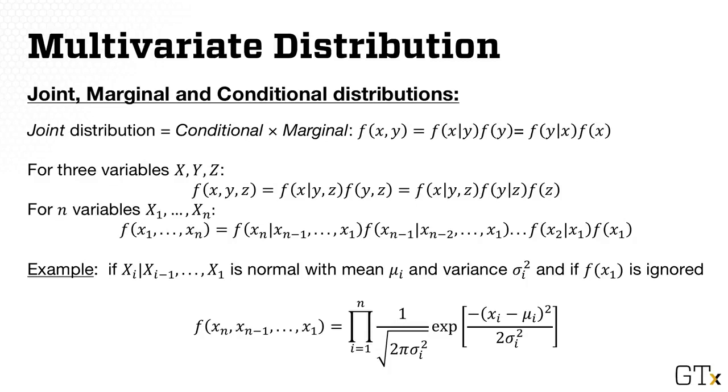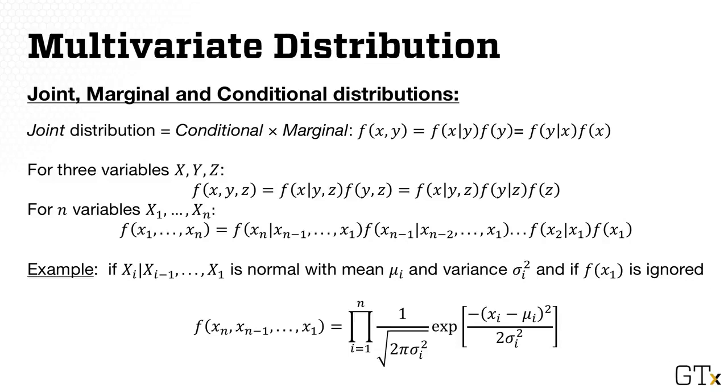It's important to understand the difference between joint, conditional, and marginal distributions. For two random variables x and y, we have a bivariate distribution f of xy called the joint distribution. We can decompose this joint distribution into a product of the conditional distribution of x given y times the marginal distribution of y. We write the conditional density as f of x given y. This is also equal to the product of the conditional distribution of y given x times the marginal of x.